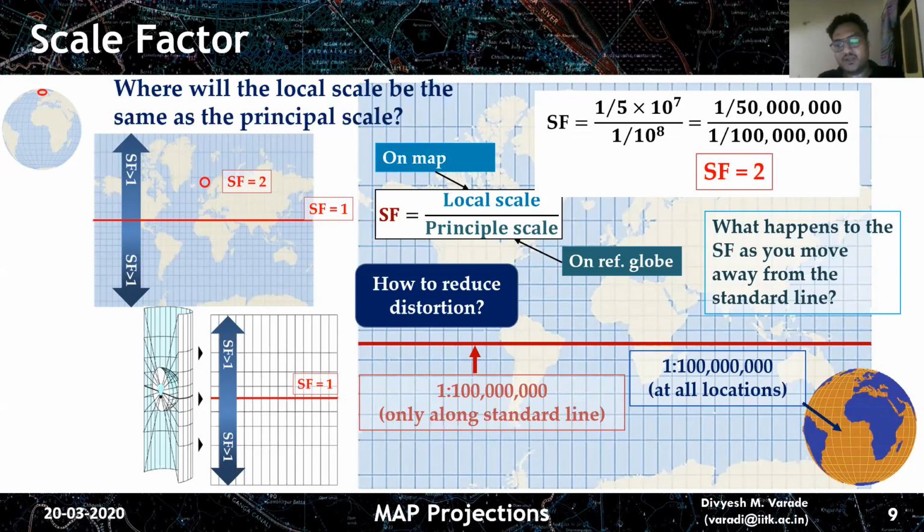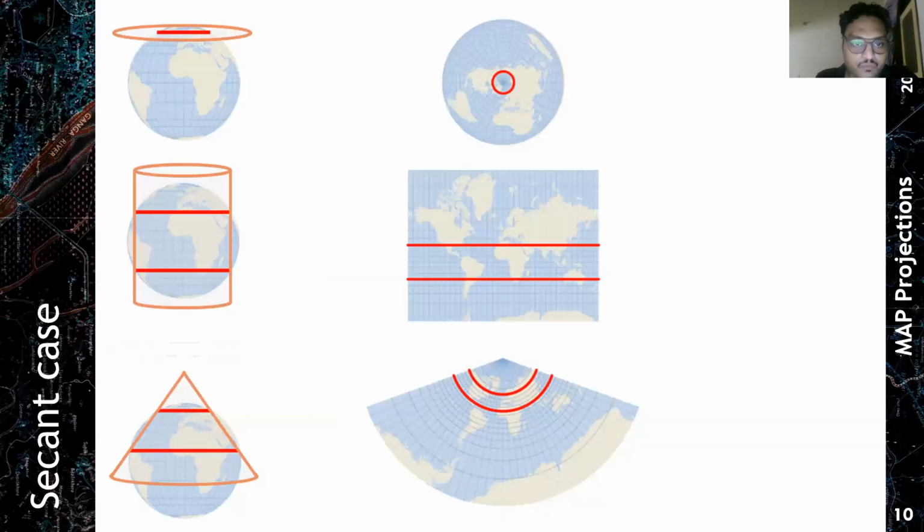So we know that it's not possible to alleviate the issues of distortion, but are there any methods to reduce distortion? Let's see. So there's something called a secant case. Now, in case of the tangential case, we had the developable surface to be tangential to the reference globe. Now, secant case is an advancement of the tangential case, wherein now the developable surface, rather than being tangential, intersects the reference globe.